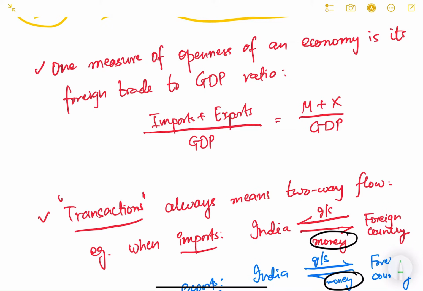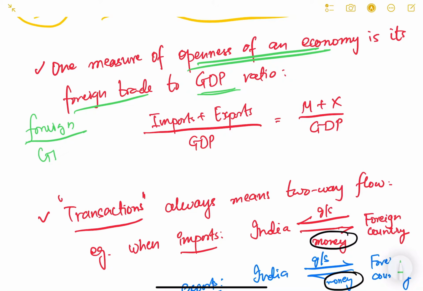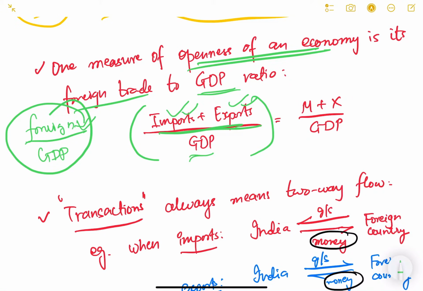The openness of an economy is measured by one simple ratio, and that ratio is known as the foreign trade to GDP ratio. So how much is the foreign trade when you are comparing it with the GDP? That defines how open your economy is. Foreign trade is basically the sum of total imports and total exports of your country, and you are taking that ratio with respect to GDP. So imports plus exports divided by GDP. This gives you an indication of openness.